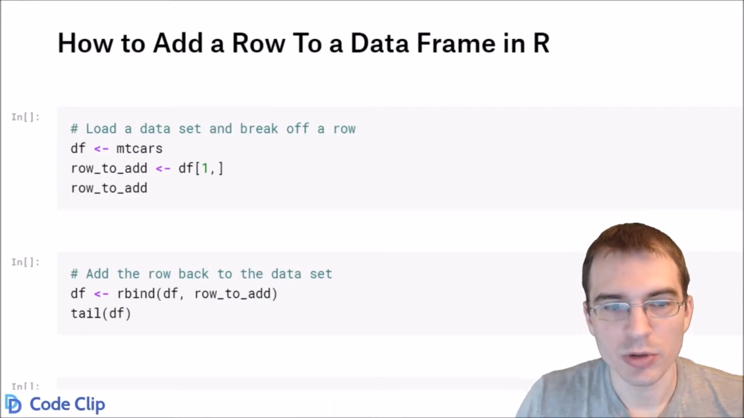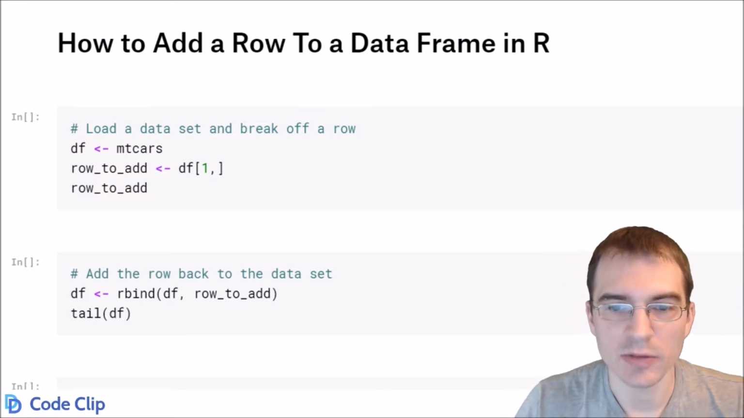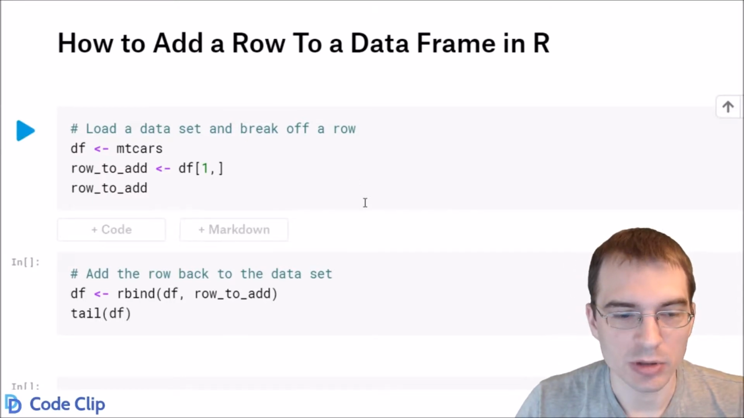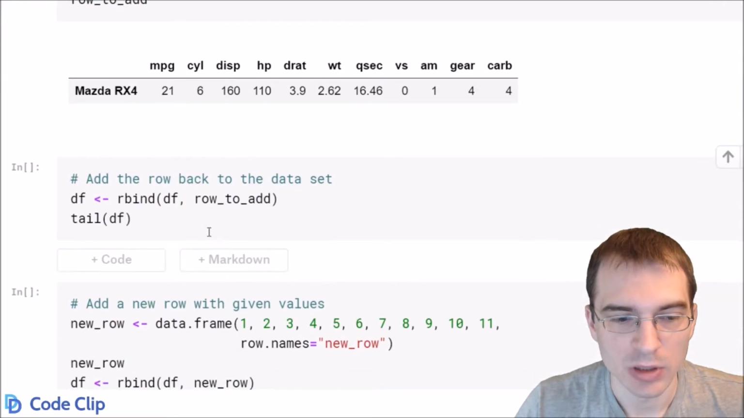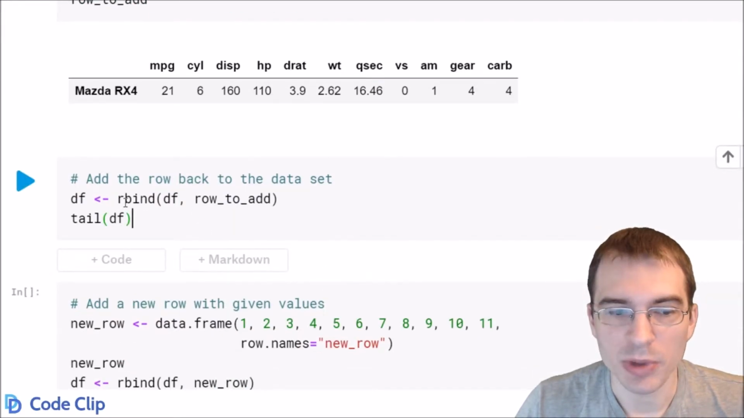In this code clip, we are going to learn how to add a row to a data frame in R. First, we're going to load in a data set and break off a row to add. So we're going to be adding this Mazda RX row to the end of the data frame. Now, to add a row, you just use the rbind function.